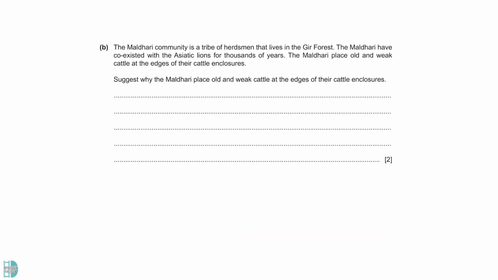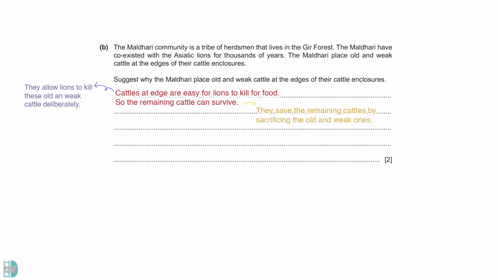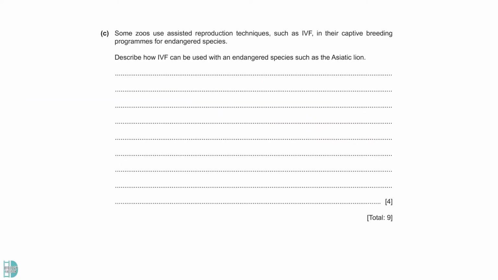B talks about the Maori community that coexisted with the Asiatic lions. Suggest why the Maori place old and weak cattle at the edges of their cattle enclosures. They do this so that the lions can easily kill the old and weak cattle for food. This can help to prevent the rest of their cattle from falling prey to the lion, so the remaining cattle can survive. C. Describe how IVF can be used with an endangered species such as the Asiatic lion.